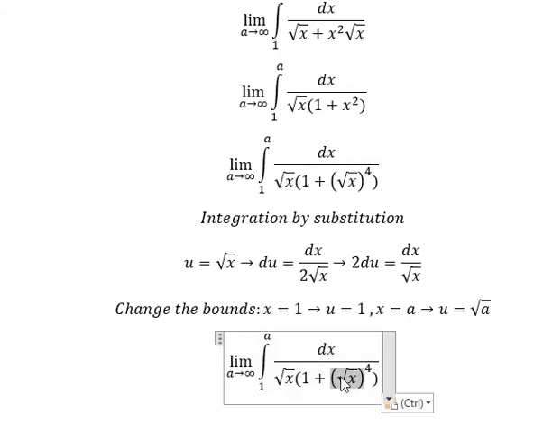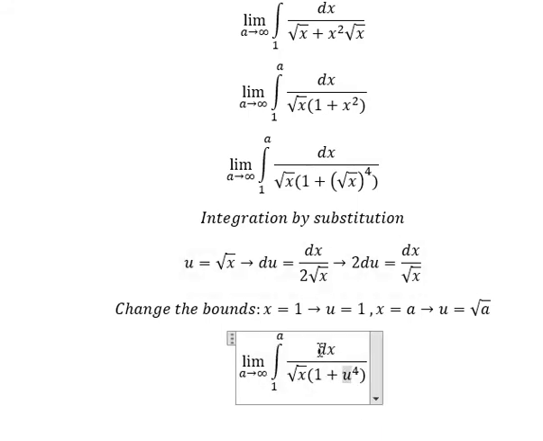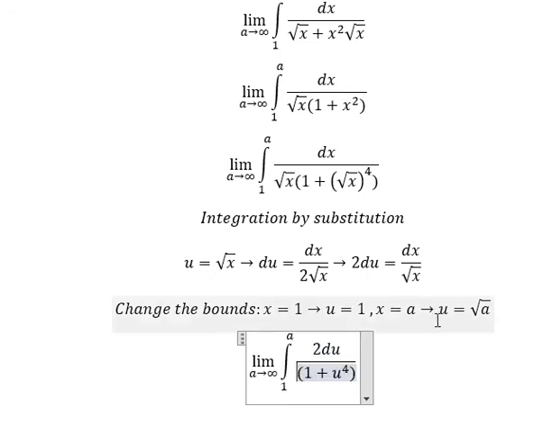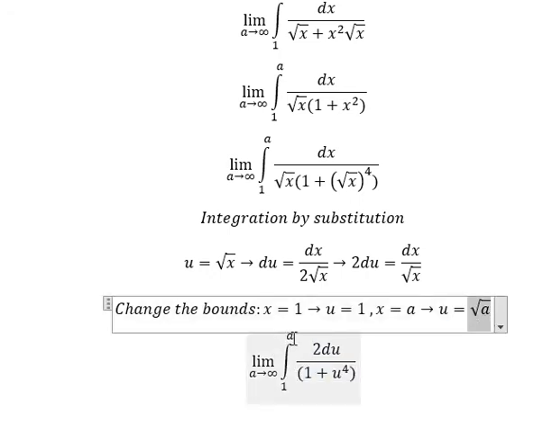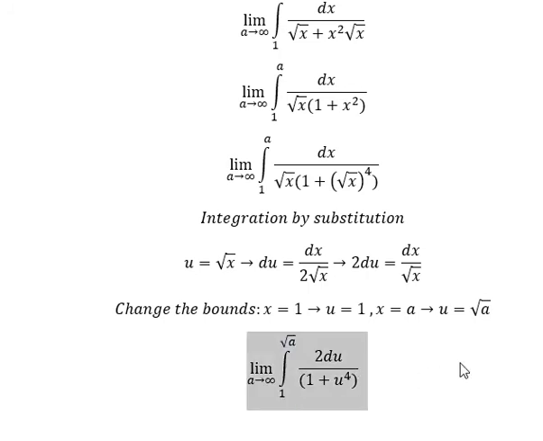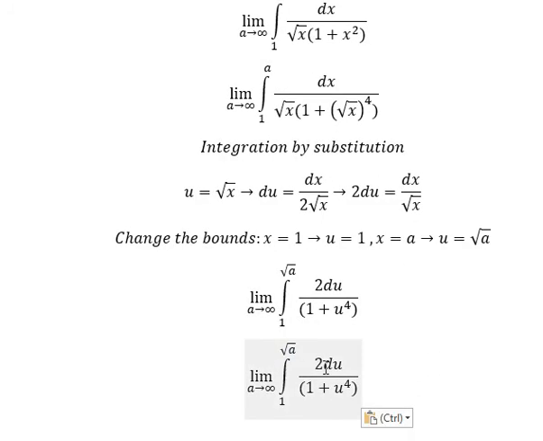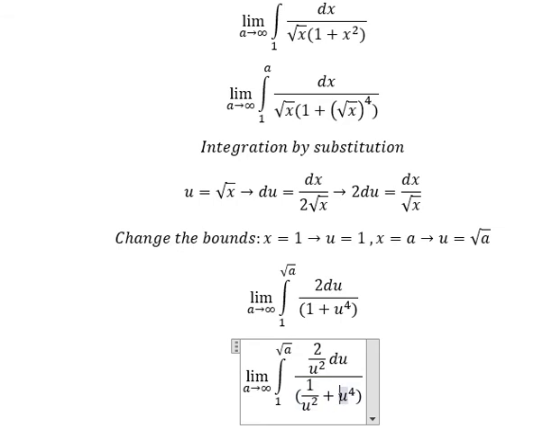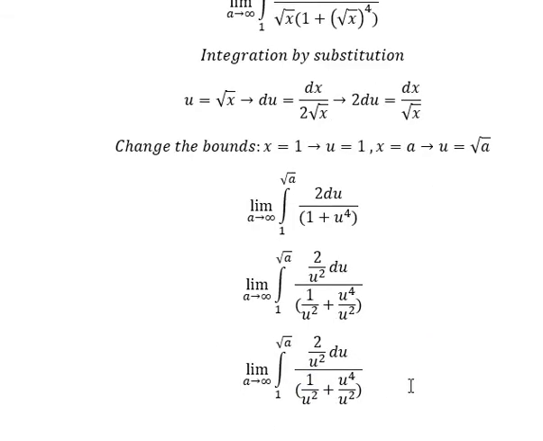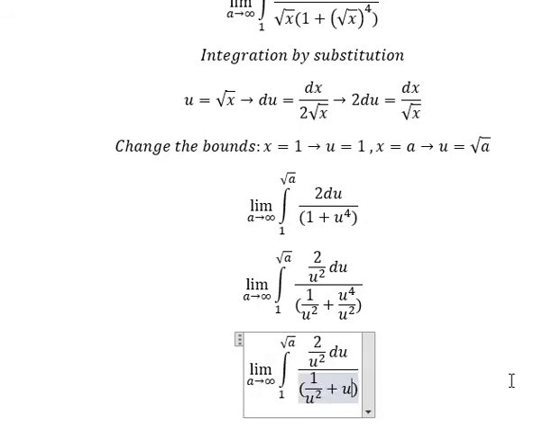So this one we change by u. The ds over the square root of s we change by 2 du. The a we change by the square root of a. Next, we divide by u square on numerator and denominator. So this one we have u square.